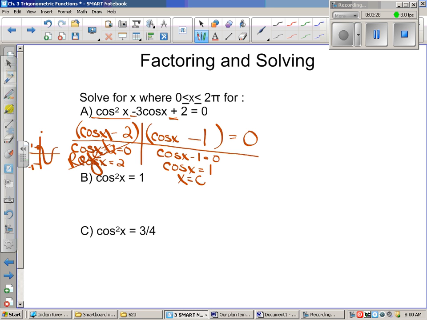It happens at 0, and where else? Good, 2 pi. And so my answer to this question is 0 and 2 pi. All right, let's look at the next question.